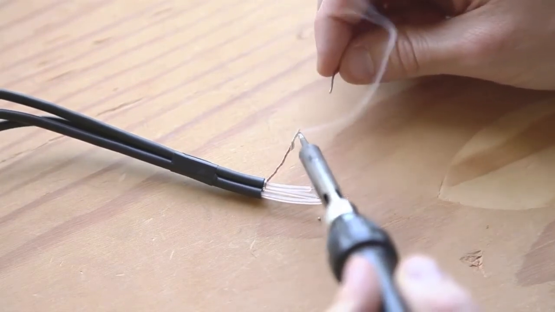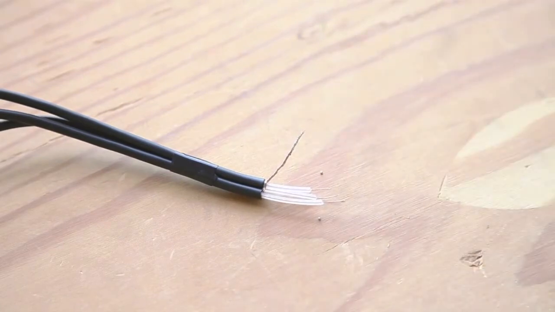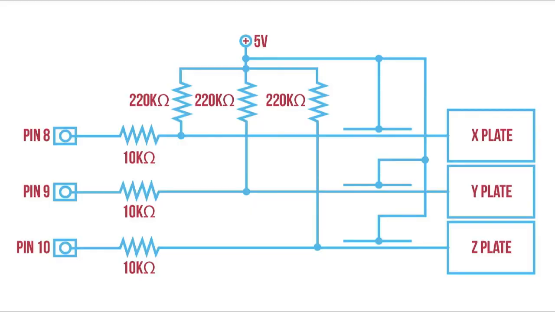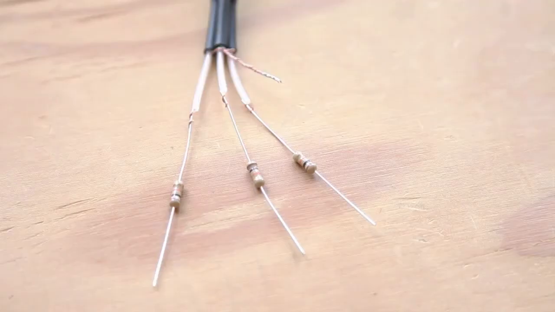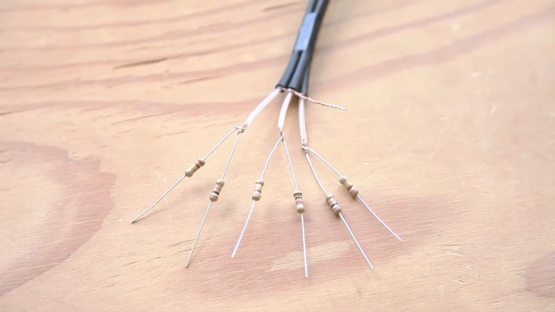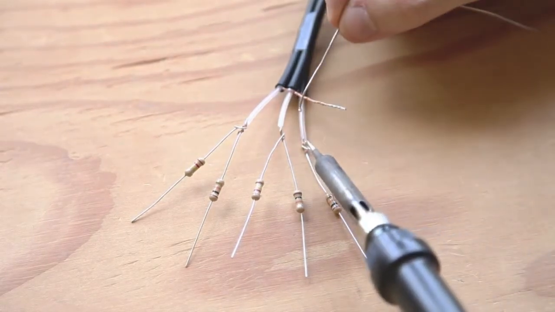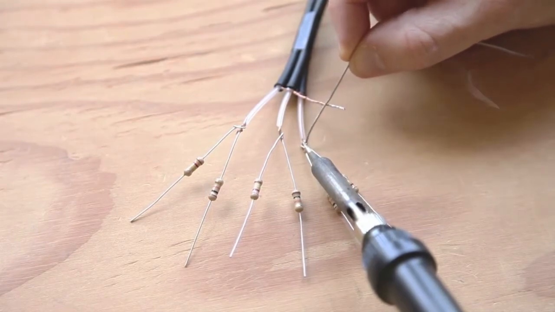The shield will be connected to the 5-volt pin on the Arduino, which will minimize the antenna effect of the cable on the circuit. As shown in this schematic, each plate connects to an Arduino pin through a 10K resistor. In addition, each plate will have a 220K pull-up resistor. In turn, each plate will be charged and then discharged through these resistors. Twist connect a 10K resistor to the inner signal wire of each cable as shown. Then twist connect a 220K resistor to each signal wire and solder both resistors to each wire.